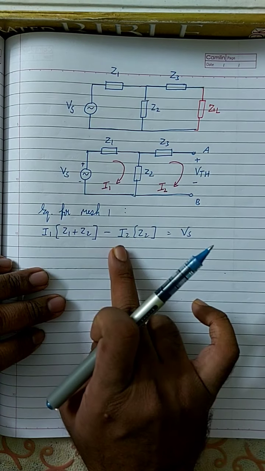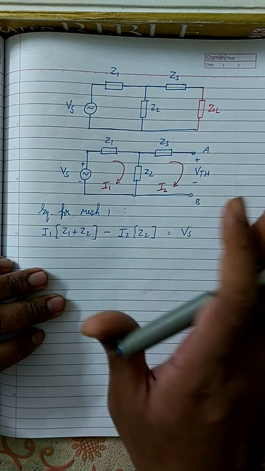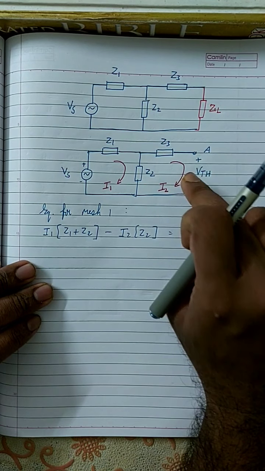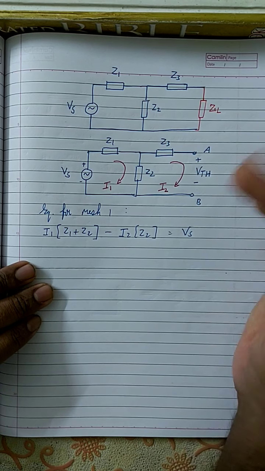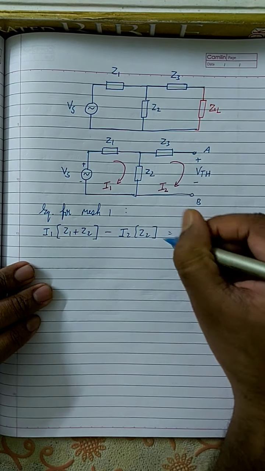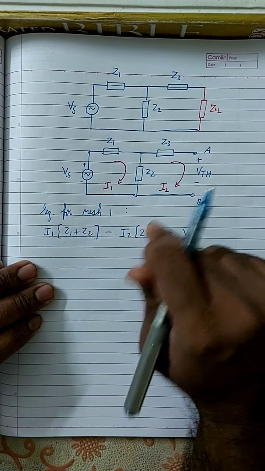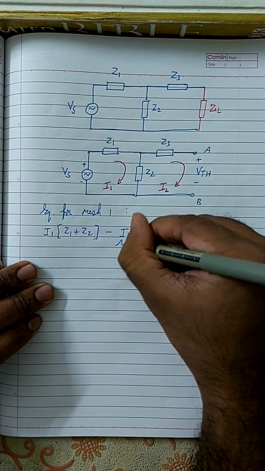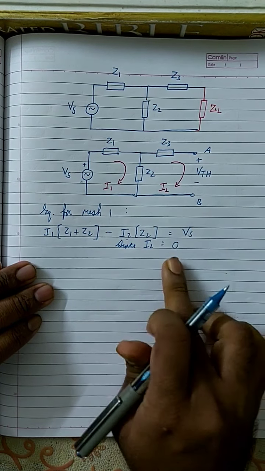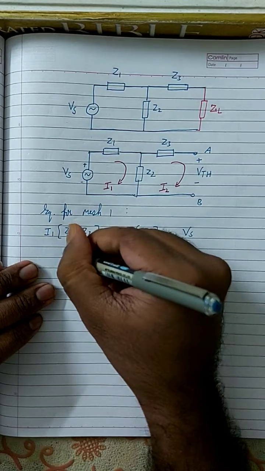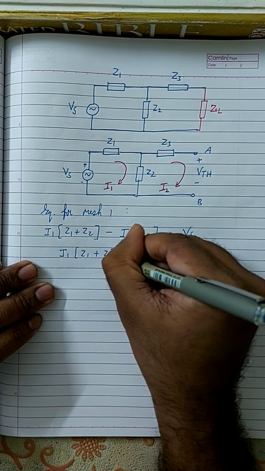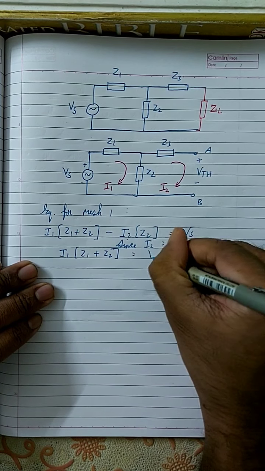I know that I2 is equal to 0, but I'm not going to substitute that value over here. I'll tell you why, just to make you understand. Now I'm going to write the equation for mesh 2, or maybe I'll just put I2 is equal to 0. Since I2 is equal to 0, therefore I1 into Z1 plus Z2 is equal to Vs.